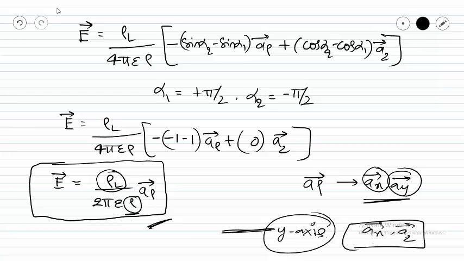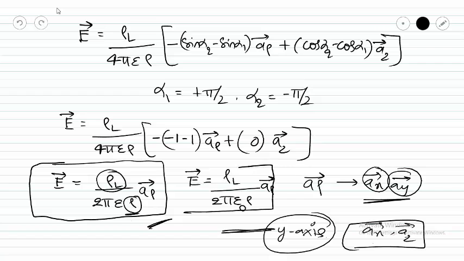If the medium is considered to be free space, then we write the expression as E bar is equal to rho L by 2 pi epsilon naught rho a rho bar. So this is when we consider free space. This is about the derivation of the expression for electric field intensity due to an infinite line charge distribution.